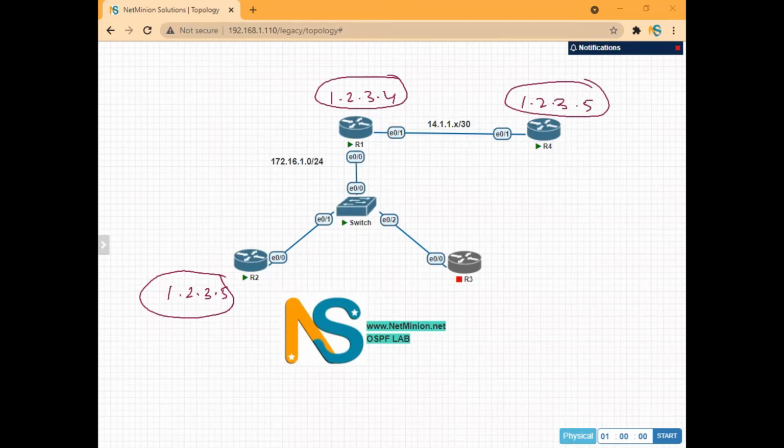Sorry, I missed your question, sir. Can you repeat? So the question is: 1.2.3.5 is now configured on router 4 and router 2 as well. So what should be the behavior now? Since they are not directly neighbors, I think the behavior would be, if they are within area 0, probably you receive a message on the console that another router has a similar router ID.